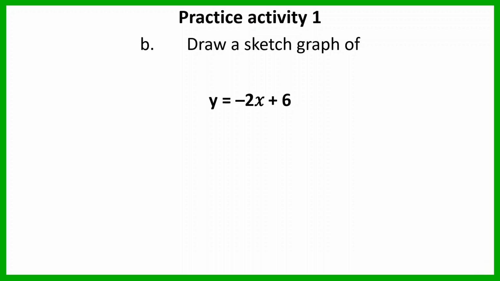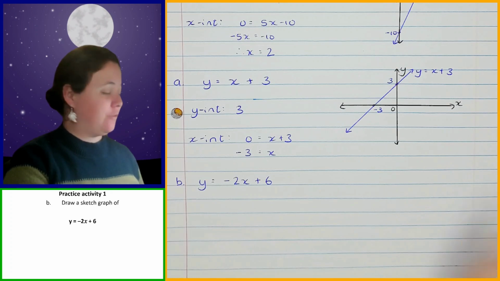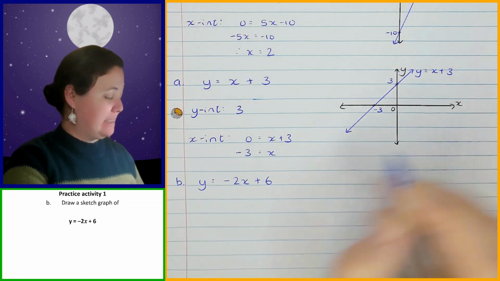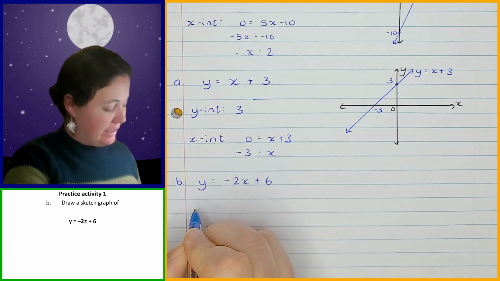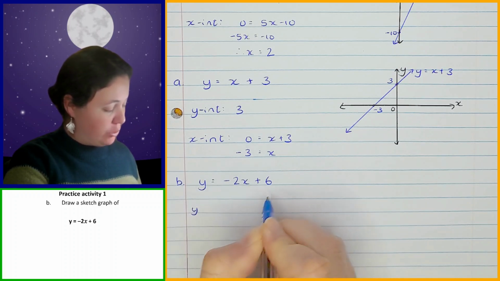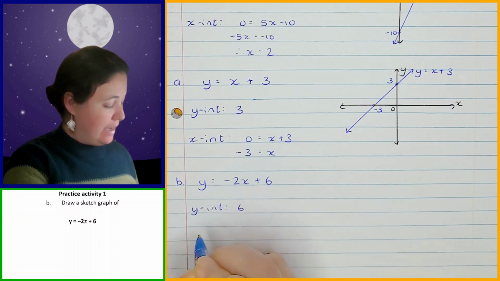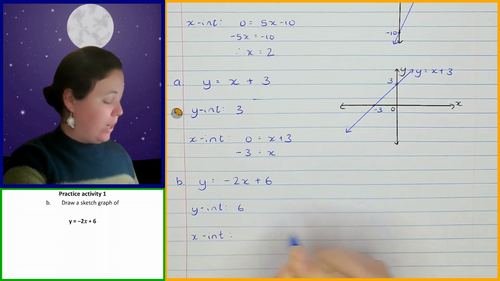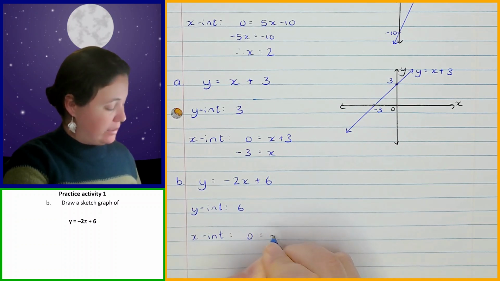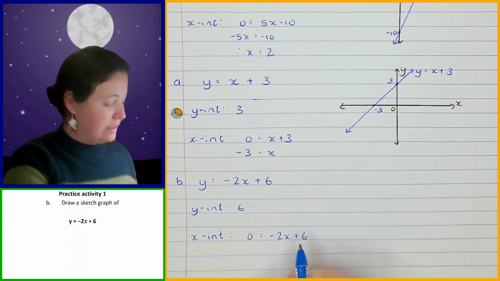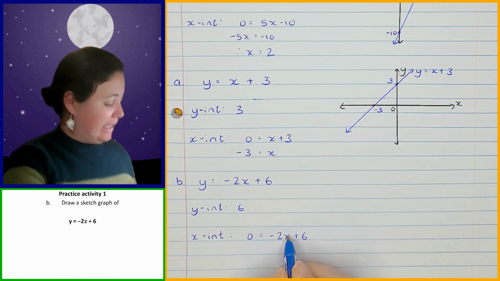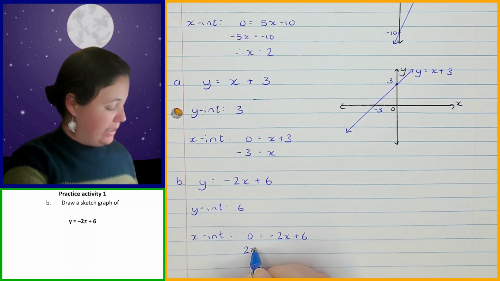Okay, so let's go through that and see what you should have got. Right, so first of all, I start off by finding my intercept. My y-intercept is going to be 6. This has been written in standard form, so it's just my c value over there. Okay, then the x-intercept we're going to find by making y 0. So I have 0 equals negative 2x plus 6. Then if I solve for x, I'm going to take the negative 2x across, it becomes positive 2x equals 6. And then I divide by 2, so therefore x is equal to 3.